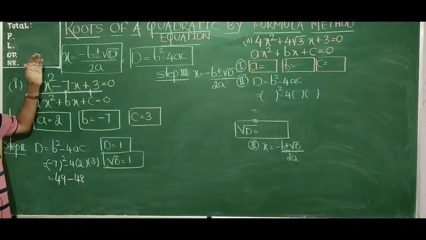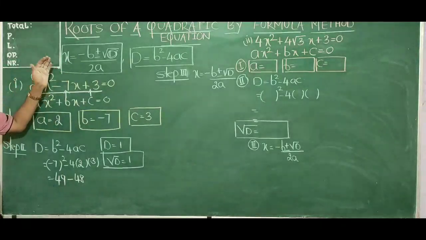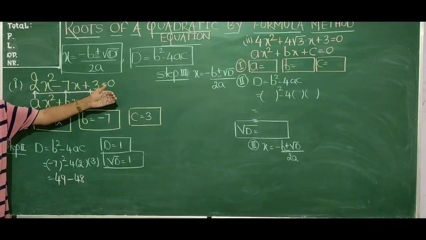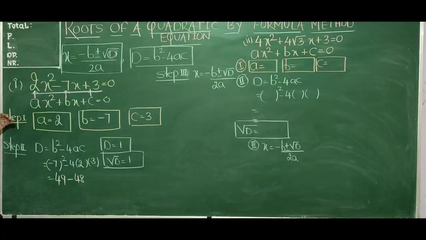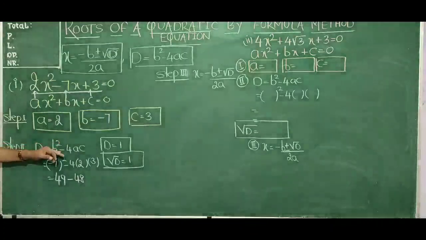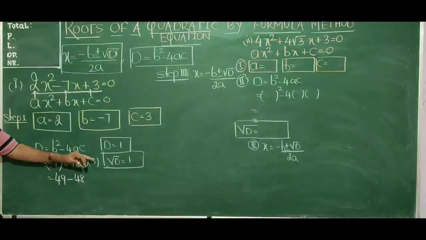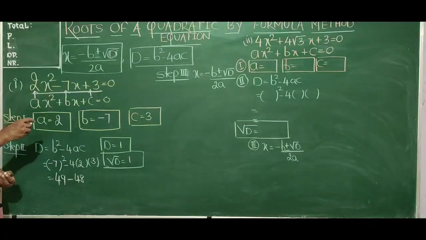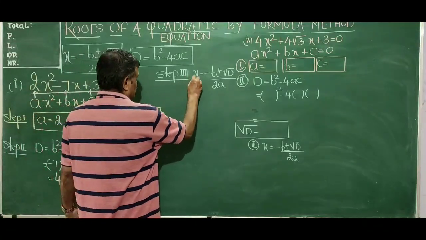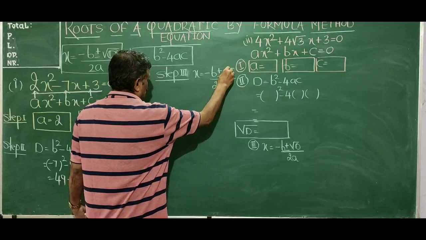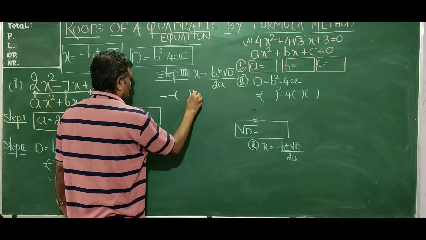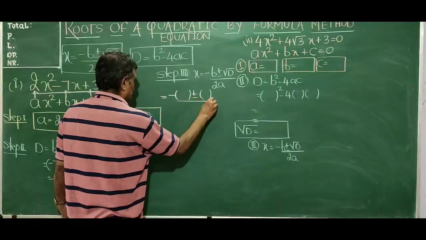So, let me repeat what I have said so far. First, write the quadratic equation as it is, step number 1. From that, get the values of a, b and c. That completes the first step. In the second step, calculate the value of d. How to calculate the value of d? Use the formula b squared minus 4ac. Put the values of b, a and c. You will get the value of d. From that, you find out the square root of d. Now, in the third step, you have to use x is equal to minus b plus or minus square root of d divided by 2a. Here you put the values and then you will get the solution.